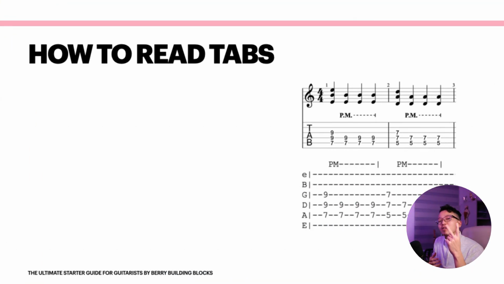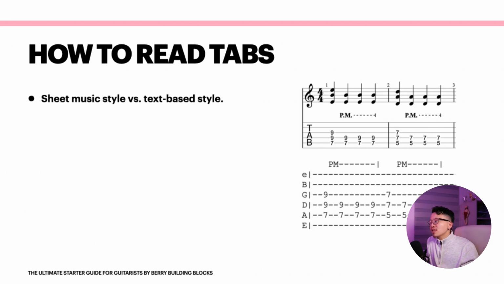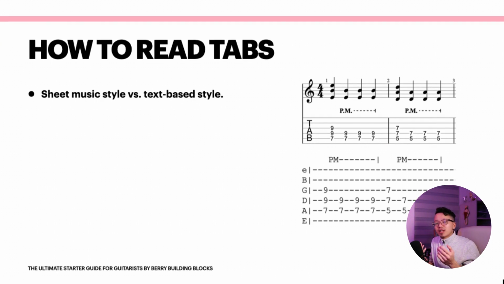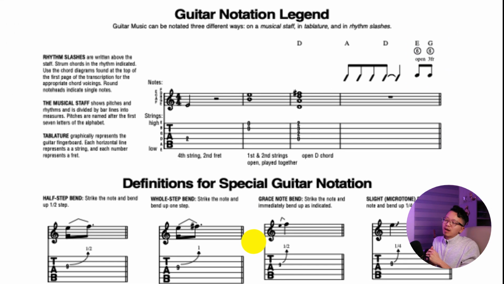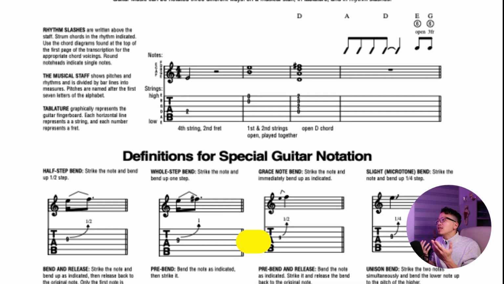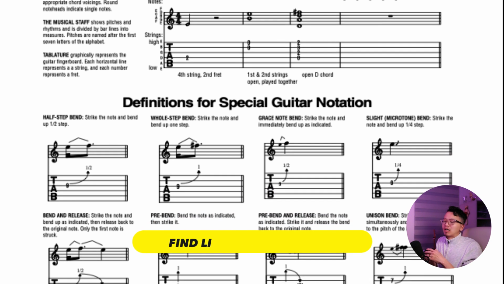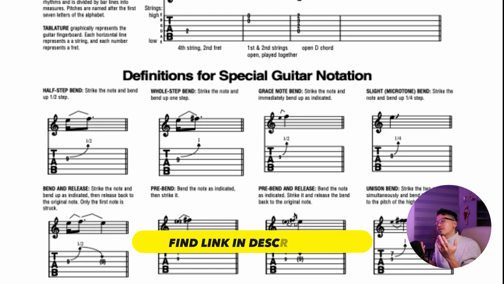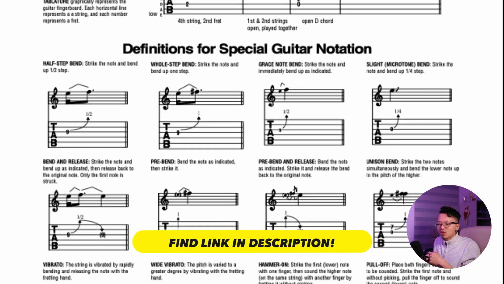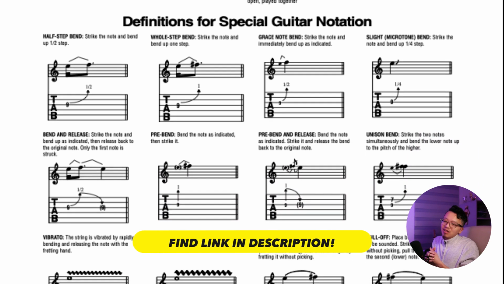When it comes to tabs, there are 2 formats. One is the sheet music style and the other is text-based. In the sheet music style, it tells you everything. You will see arrows pointing out to tell you to bend the notes. You will see acronyms like PM for palm muting, HO for hammer on, PO for pull off, PH for pinch harmonic and stuff like that. You will see diamond-shaped things. You will see waves. A lot of different symbols.